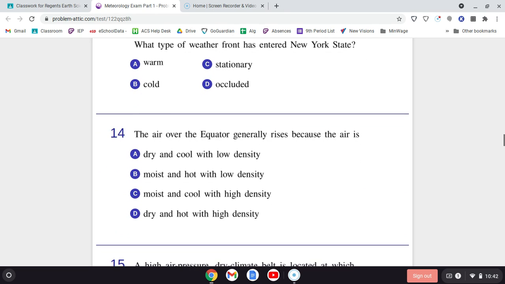Yep. Number 14. The air over the equator generally rises because the air is what? Think of the equator. Let's get rid of C and D. So the air over the equator is either dry and cool with a low density, or moist and hot with a low density.